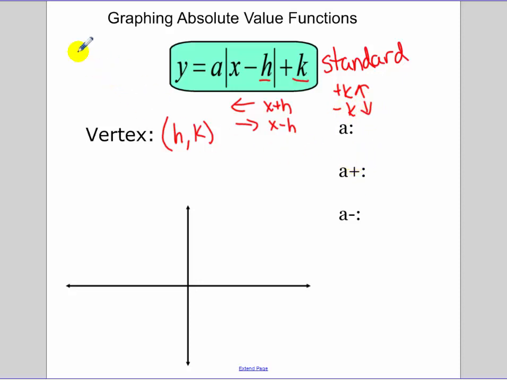Since an absolute value function looks like a V, where these are straight lines, the a is the vertical stretch or compression. Because these are lines, a is essentially the slopes of these sides. If a is positive, we open up. If a is negative, we open down.